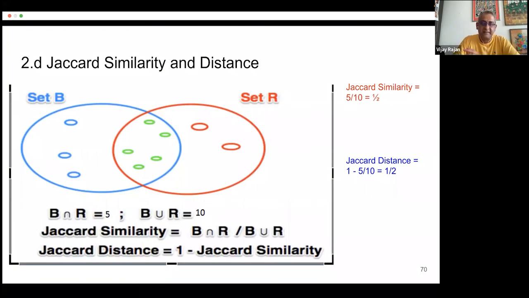And just like edit similarity and edit distance, you have something called Jaccard similarity and Jaccard distance. It is very simple. It takes the intersection, which is in green, divided by the union, which is blue, green, and red, and defines the Jaccard similarity, or Jaccard distance. Here as well, you could be creative and come up with more definitions, where you could say intersection only over set B, or intersection only over set R, or intersection over union of B and R. So you can come up with your own measures and be creative.